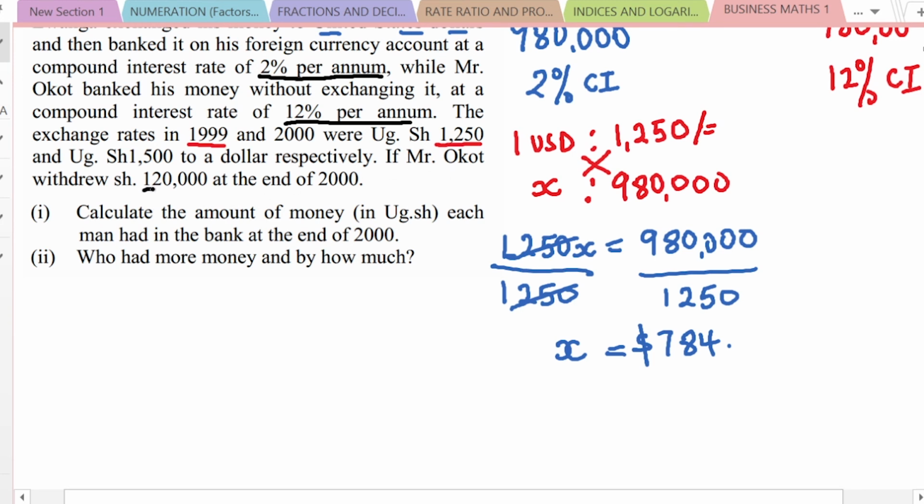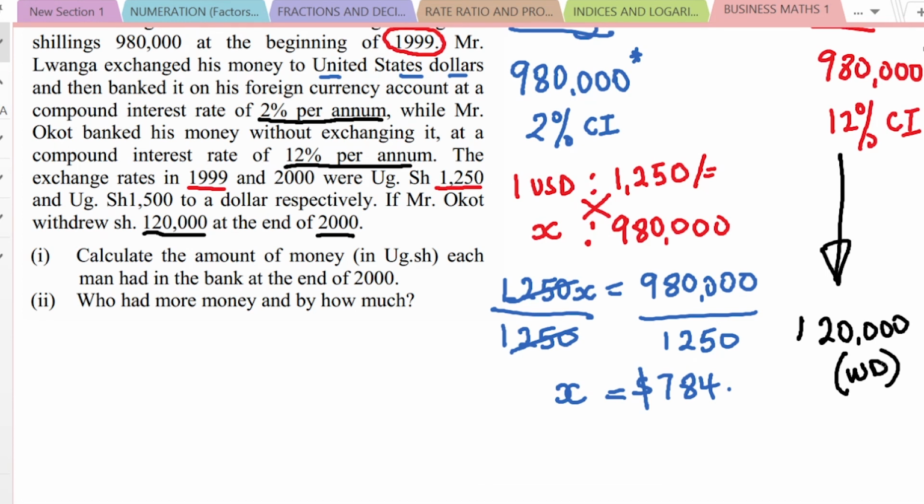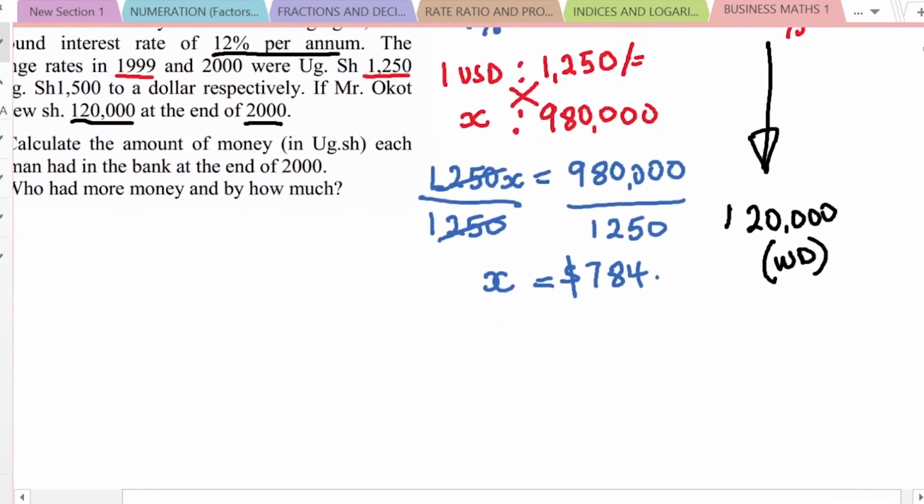Now the question continues to say that Mr. Okot withdrew 120,000 at the end of 2000. They are asking us to calculate the amount of money in Uganda shillings each man had in the bank at the end of 2000. So let's get started with Luanga.